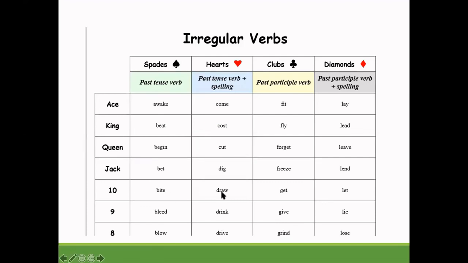If you get a 10 of hearts, you have to say the past tense verb and you have to spell it. So if you got draw, you would have to say drew, and then you would have to tell your group D-R-E-W. Do you get it?